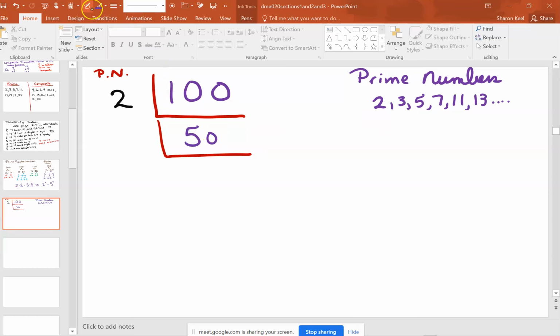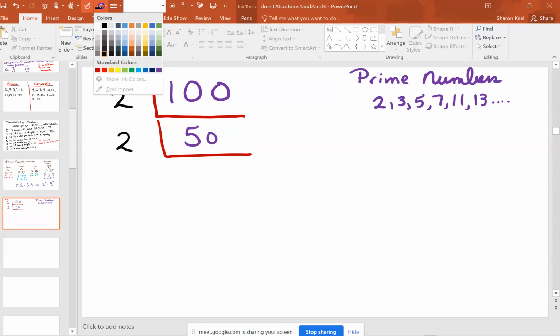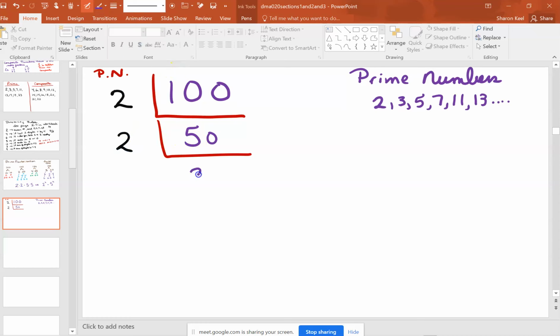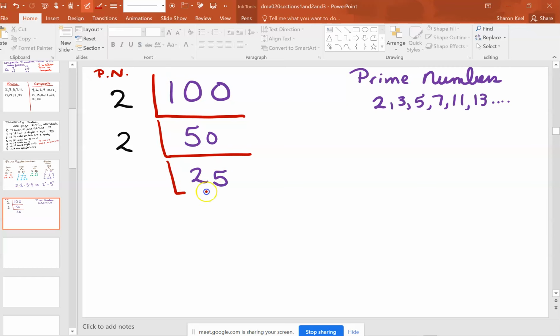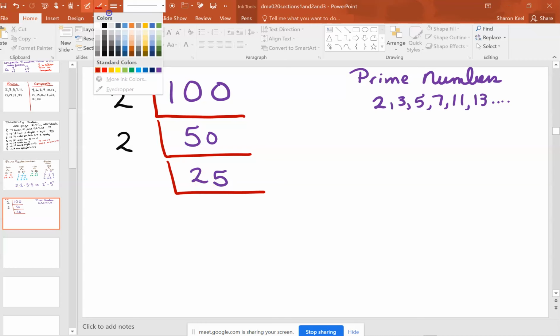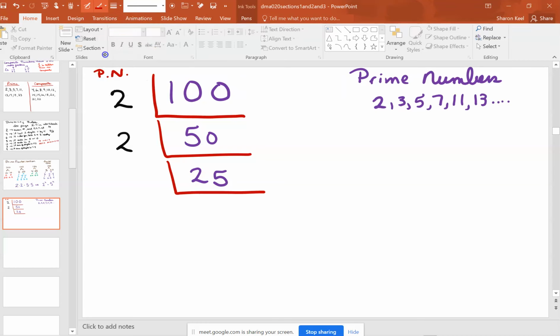I'm going to stick with that number 2 till 2 doesn't divide anymore. 50 is also even. 2 will go into 50 how many times? 25 times. 2 goes into 50, 25. Does 2 go into 25? No. 2 does not factor into it anymore. I can mark it out.